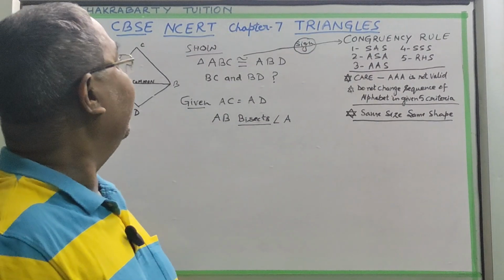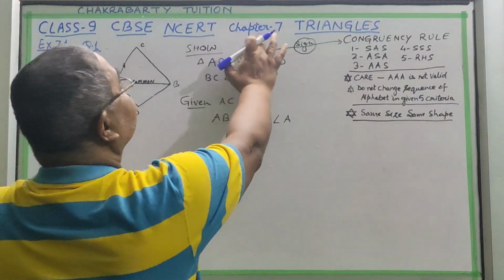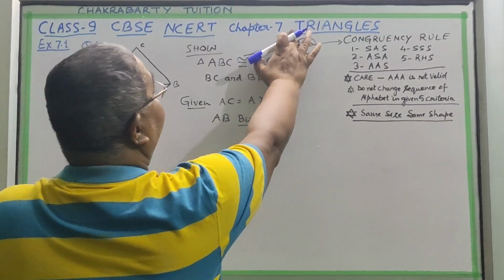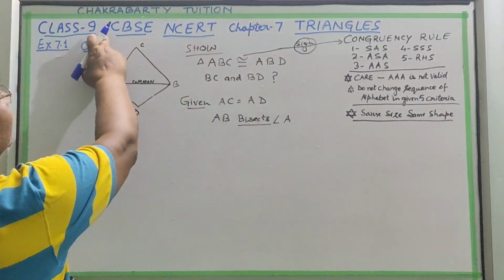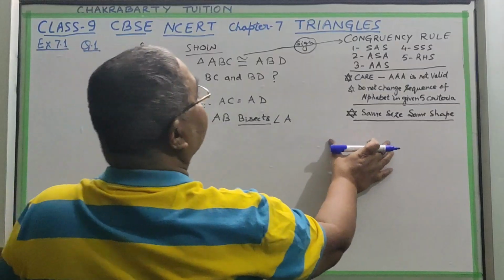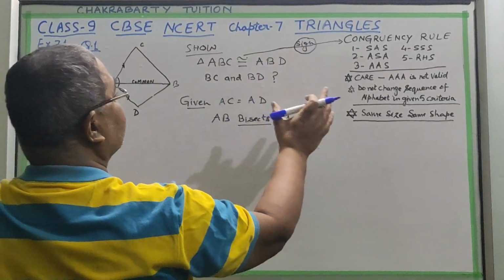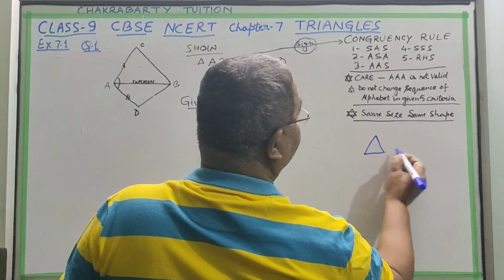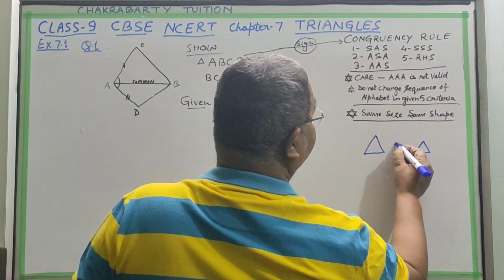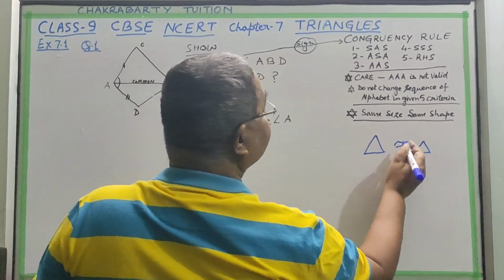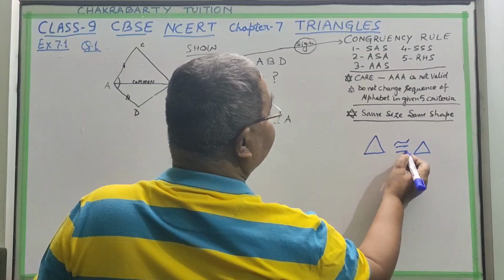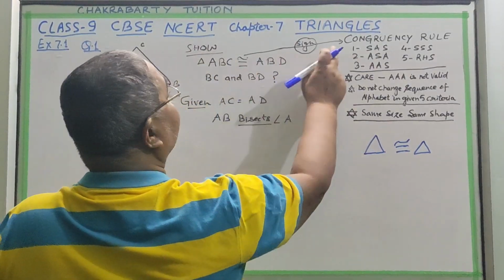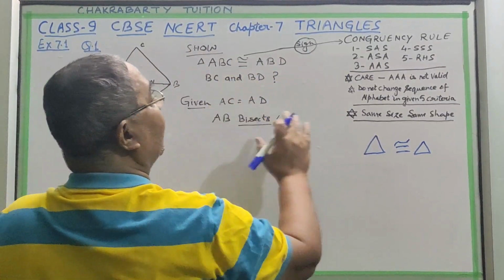So hello, today we are covering chapter 7 on triangles of CBSE class 9. Here we will talk about triangles, and when two triangles are congruent. This is your congruence sign. So question number 1 we have congruence.